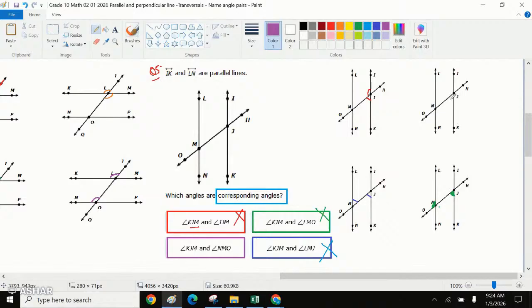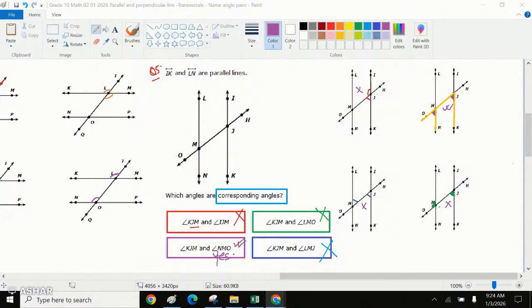KJM and N, M, and O. Yes, these 2 angles are given to us. So can we see a formation of an F over here? This line, this, and this. So we can see the formation of the alphabet F. And whenever we have that formation, we say, yes, it is corresponding. These 2 angles are corresponding, right? This is not, and this is not. The last option is corresponding for us.